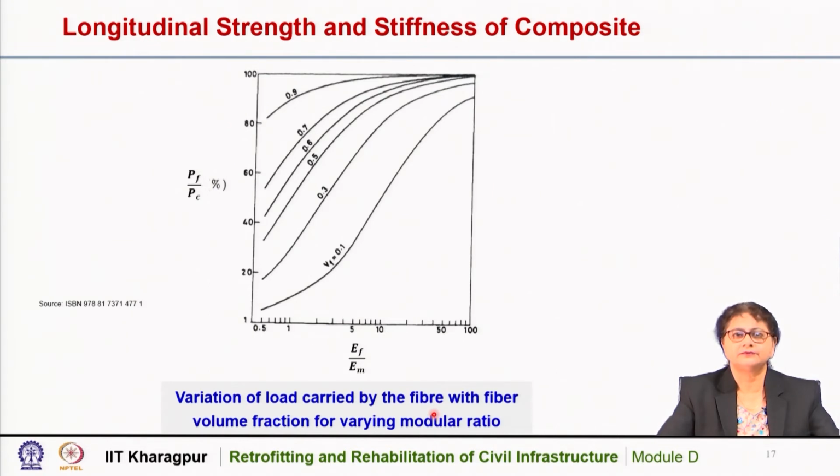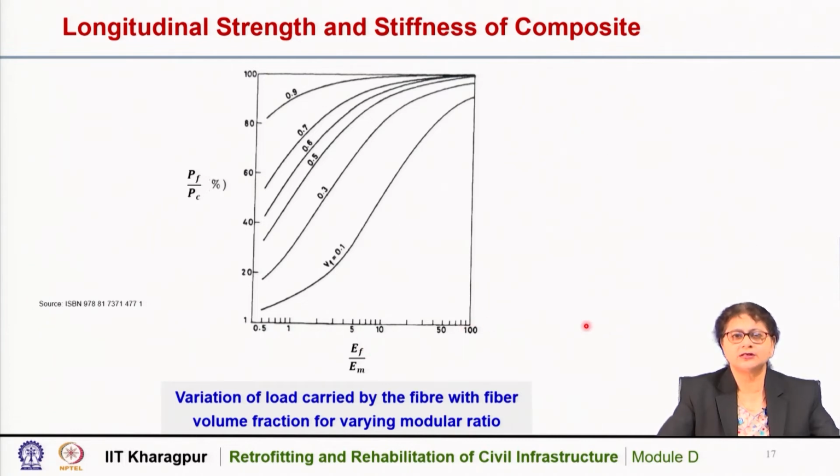This is a graph that shows the variation of the load carried by the fiber with different fiber volume fraction for varying modular ratio. So, this graph shows that when the Ef by Em is varying, say 1 to 100 or so, and these are the different fiber volume fractions. So, what is the load shared by the fiber? We can see that when the Ef by Em is more than 10, as you can see, this is plotted in a logarithmic scale.